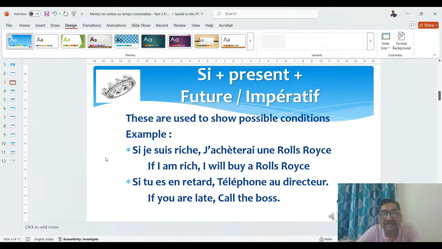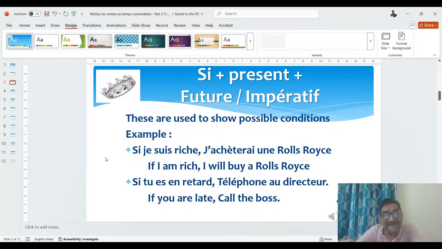If I'm rich, I will buy a Rolls Royce. Okay. If I'm rich, si je suis riche, j'achèterai une Rolls Royce. Either suis will be underlined and être will be given in the bracket, or achèterai will be underlined, and you will have acheter in the bracket. So one of it will be in the bracket. You have to put it in the correct form.